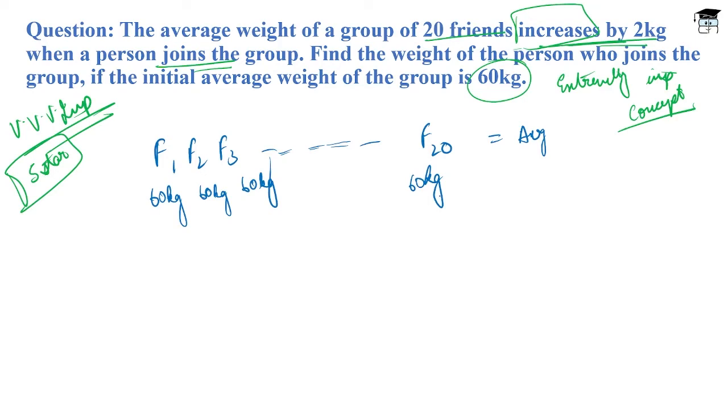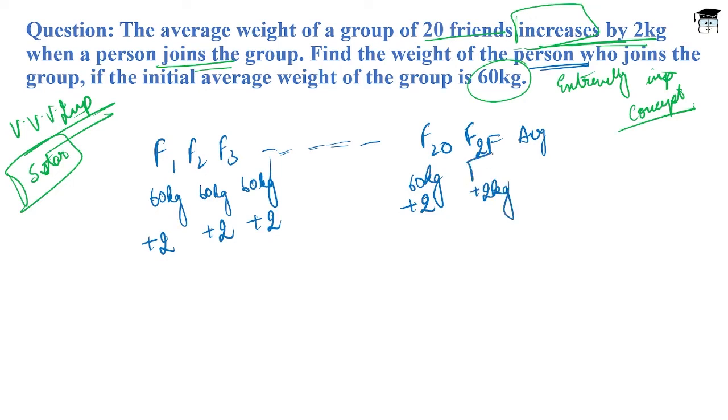So the initial weight was 60 kg. But when a person joined the group, the weight increased by 2 kg. That means plus 2, plus 2, plus 2 and plus 2. The weight increased by 2 kgs. When did it increase? When one more person, that is one more friend, is added, then all their weights increased by 2 kg.